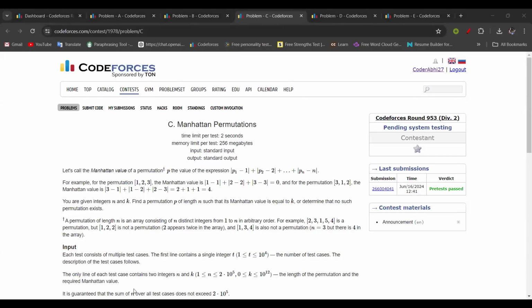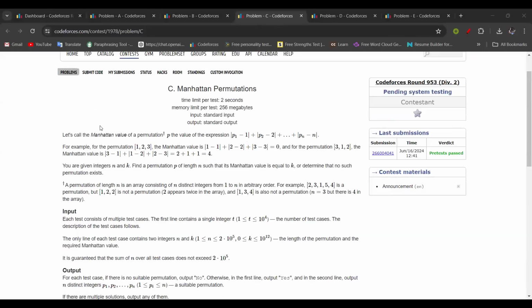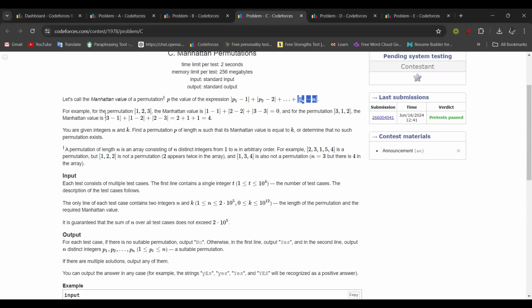Okay, so let's discuss the third problem. Let's call the Manhattan value of a permutation p the value of the expression |p1 minus 1| plus |p2 minus 2| up to |pn minus n|. Okay, so we are given some Manhattan value of a permutation. For example, for the permutation 1, 2, 3, the Manhattan value would be |1 minus 1|, |2 minus 2|, |3 minus 3|. And for 3, 1, 2, we would have |3 minus 1|, |1 minus 2|, |2 minus 3|.